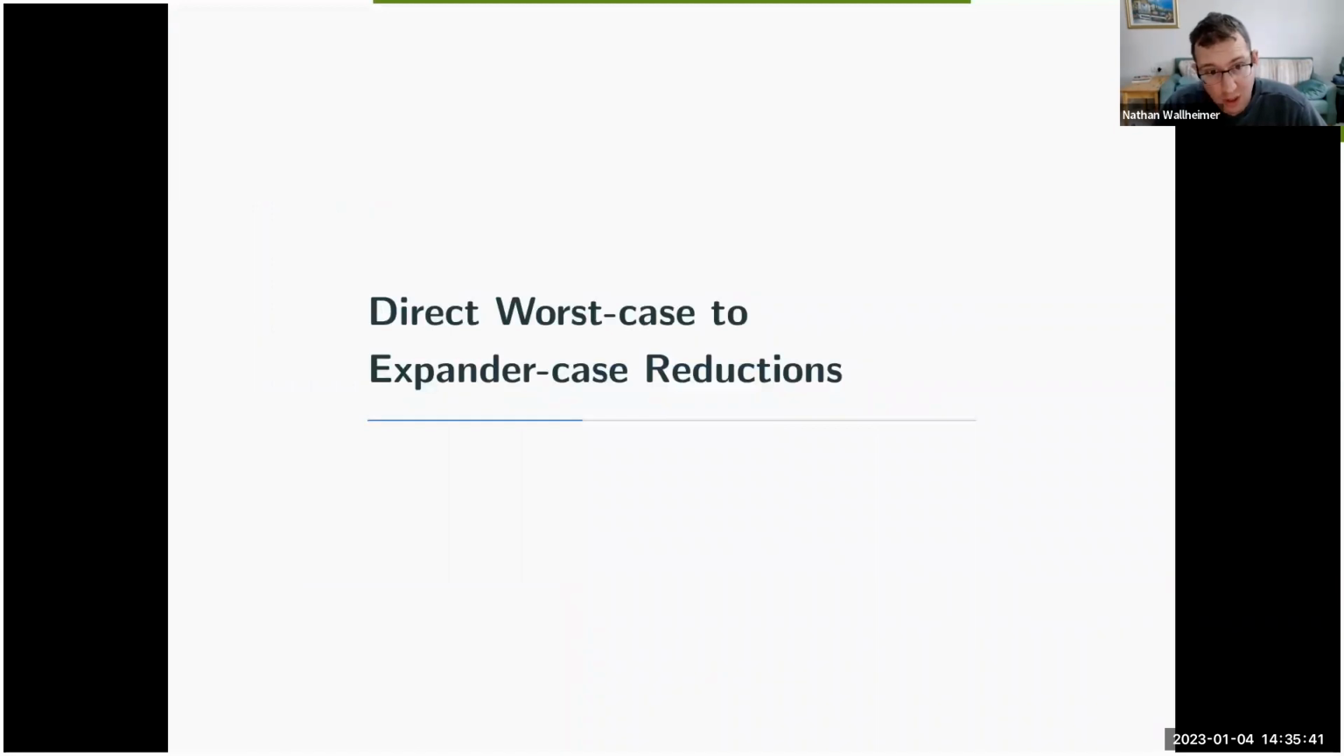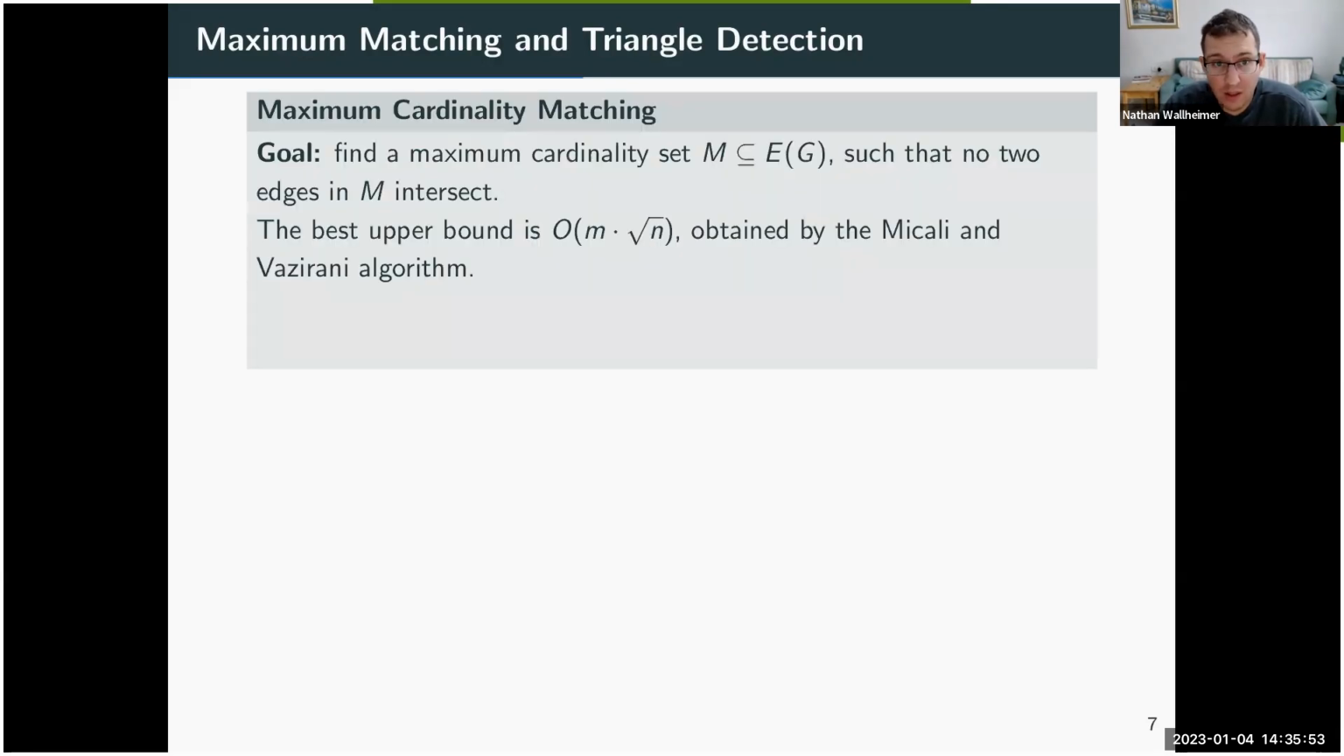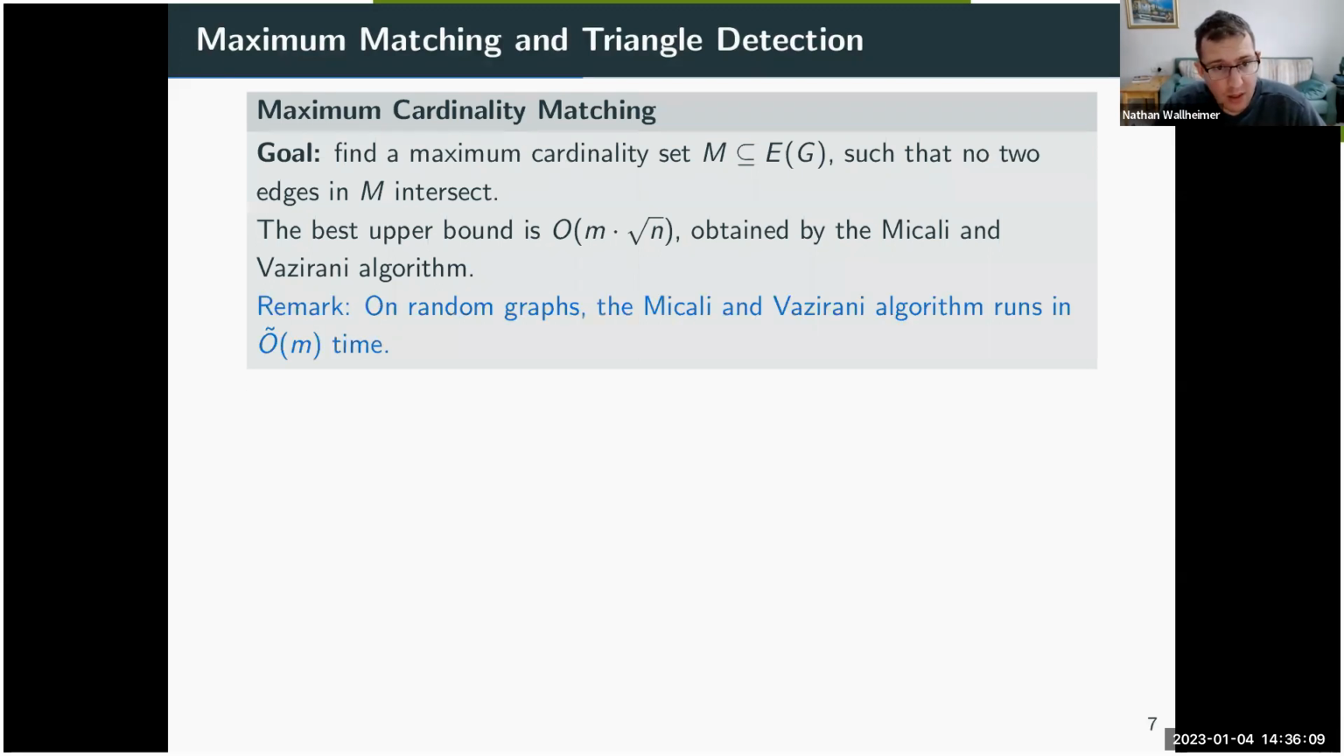So the first part of the talk is dedicated to this kind of reductions. And we will start with two fundamental problems: maximum matching and triangle detection. So the maximum cardinality matching problem is to find the maximum cardinality set M such that no two edges in M intersect. The best upper bound is order of M times square root N, obtained by the Micali and Vazirani algorithm. I want to remark here that on random graphs, the Micali and Vazirani algorithm actually runs in near linear time.